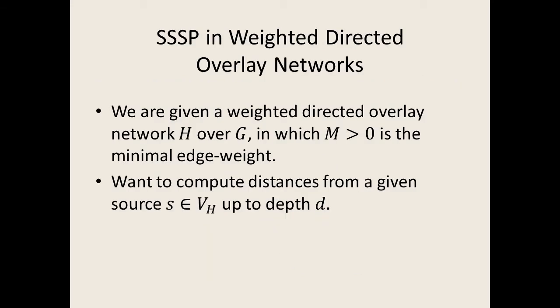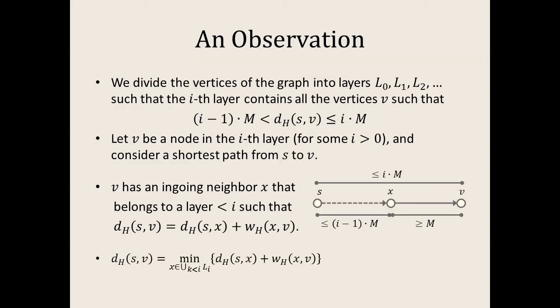So suppose that we have a weighted directed virtual network whose minimum edge weight is some positive integer m, and assume that our goal here is to compute distances from a given source up to depth d. A possible way to do this follows from the following observation. Let us first divide the nodes of this network into several layers according to their distance from the source, where the ith layer contains all the nodes whose distance belongs to this range.